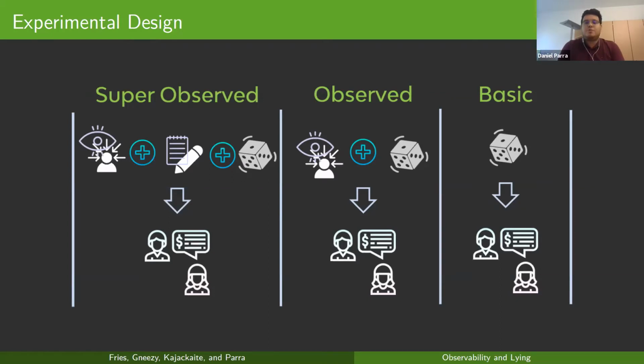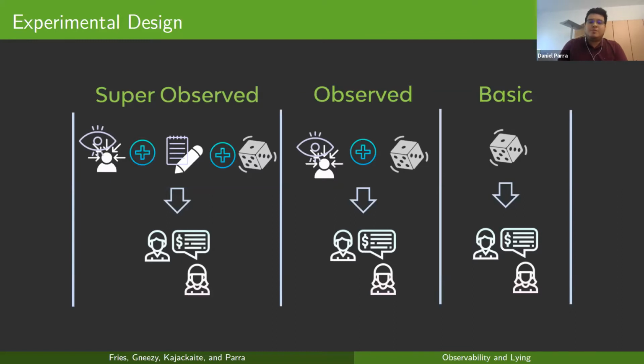The purpose of these 2 treatments is that from basic to observed, the observability increases the probability that the experimenter knows the true random draw, but the probability is not 1. So it should decrease lying, and it should decrease partial lying, and it should increase full extent lying, or conditional lying. More people will report 6s.